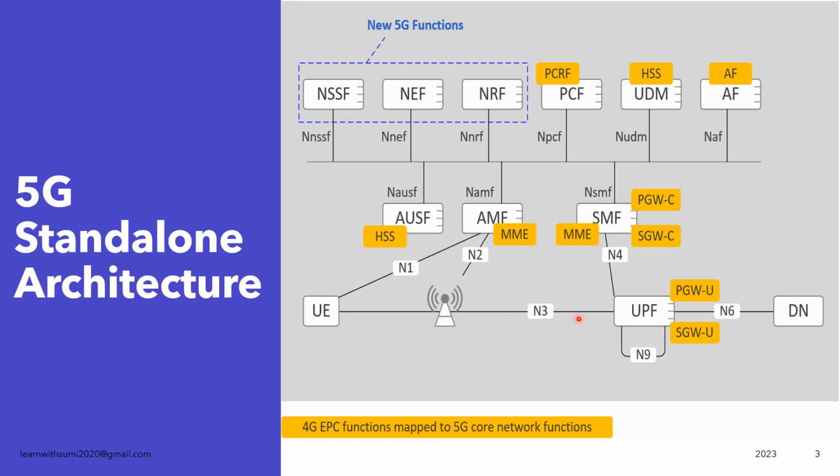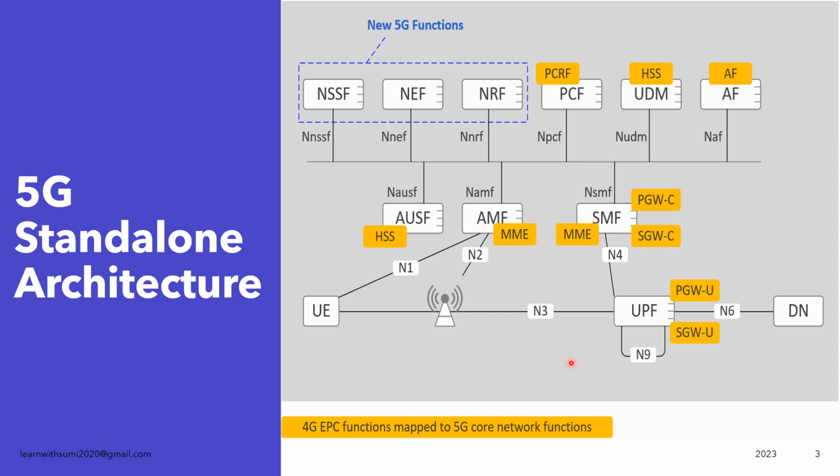We have edge computing. Also, it supports edge computing where the processing capabilities are brought very close to the user or the device. This reduces the latency and is essential for applications needing real-time processing. We have URLLC, that is ultra reliable low latency communication. So standalone 5G is designed to support applications requiring extremely low latency and high reliability, like autonomous vehicles and certain industrial IoT applications.